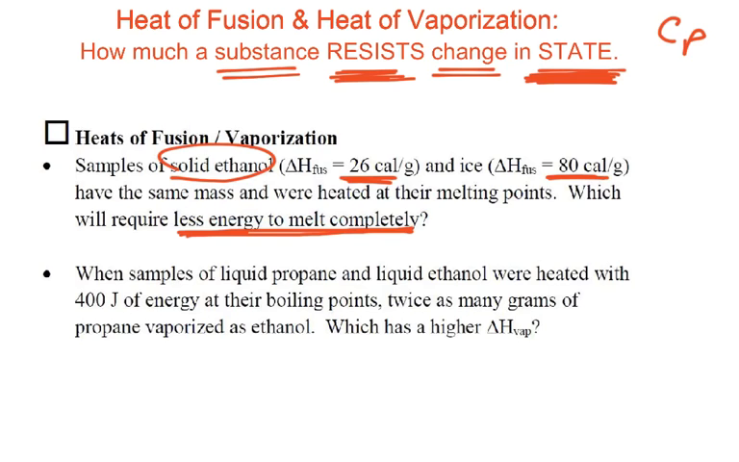Second one, when samples of liquid propane and liquid ethanol were heated with 400 joules of energy at their boiling points, twice as many grams of propane vaporized as ethanol. Twice as many grams, okay, which has the higher heat of vaporization? So the higher, who is resisting change more? Okay, well, if twice as many grams of propane change as ethanol, then the ethanol is the one that's resisting change more. So ethanol is the answer in this case. So ethanol is the answer in both questions.